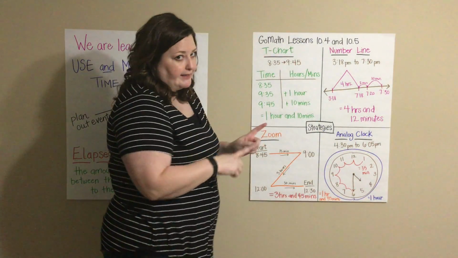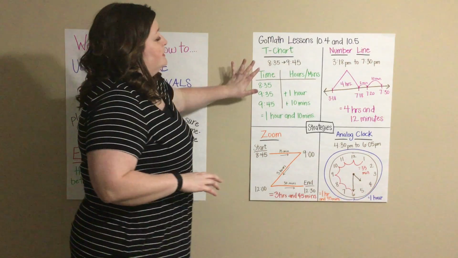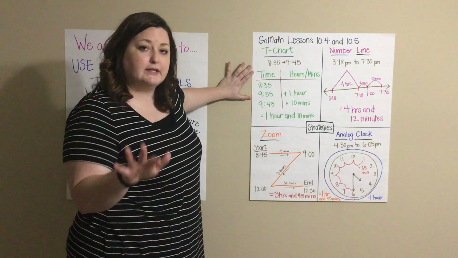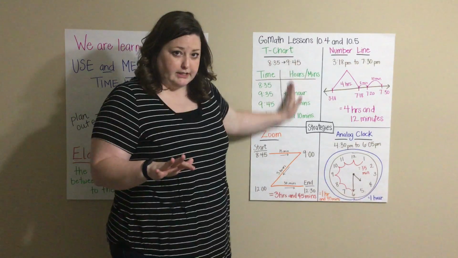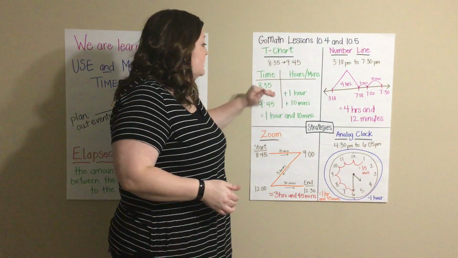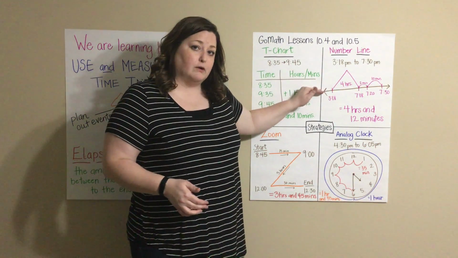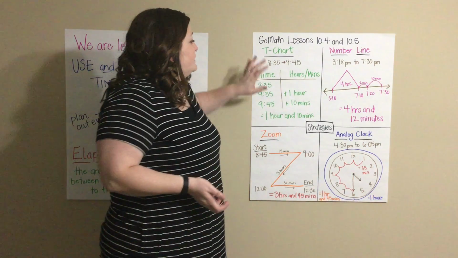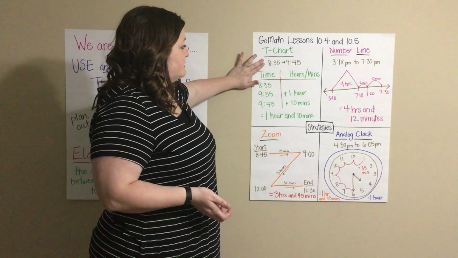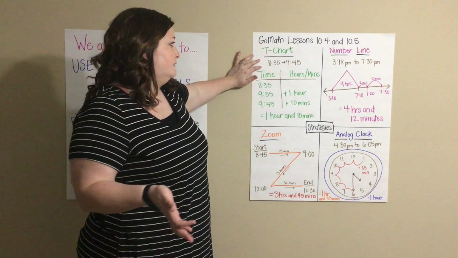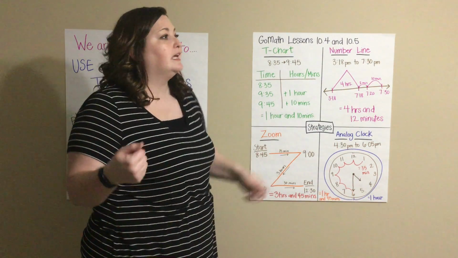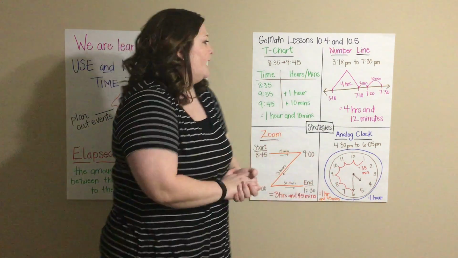And that will be this chart right here. Okay, so the T-chart. So with a T-chart, you're going to draw your regular T-chart and you're going to go ahead and label it. One side time, one side hours and minutes. So this particular problem says that something is going to start at 8:35 and it's going to end at 9:45. Say it's a museum exhibit, okay?